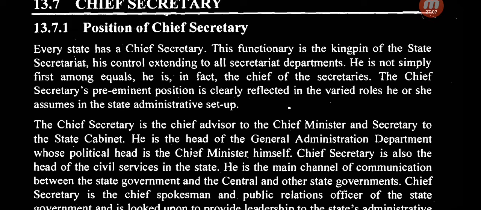The chief secretary's preeminent position is clearly reflected in the varied roles he or she assumes in the state administrative setup. The chief secretary is the chief advisor to the chief minister and secretary to the state cabinet. He is the head of the general administration department, whose political head is the chief minister himself. Chief Secretary is also the head of the civil services in the state.